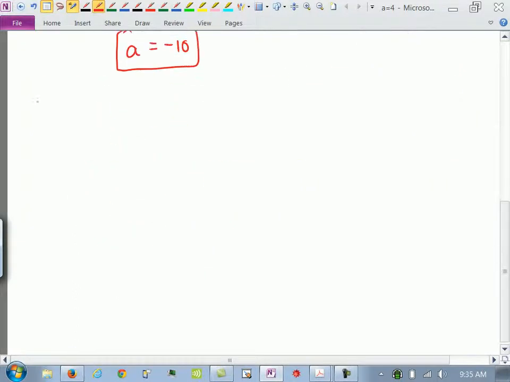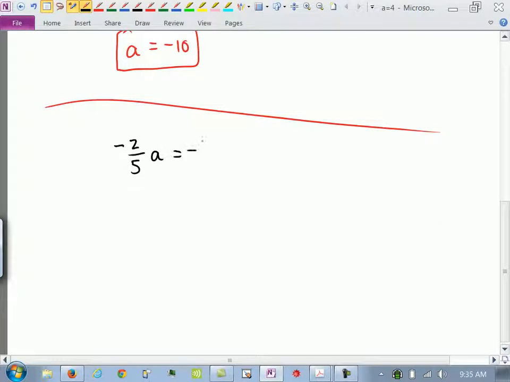So what I'm saying is if we had this problem, negative 2/5 A equals negative 4. I want to get a positive 1 in front of the A. So what I multiply by is the reciprocal, but it must also be negative. And the negative sign, you can put it out front, or you can put it on the top with the 5. Or with negatives, you can also put it on the bottom.